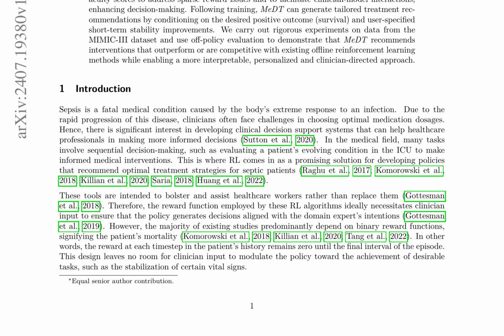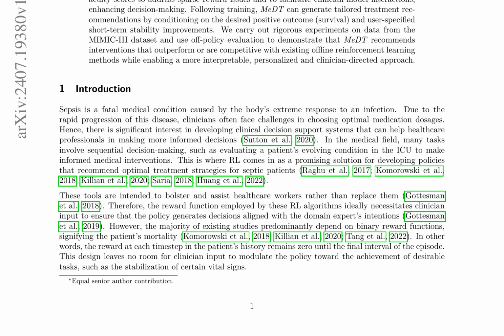Existing studies predominantly rely on binary reward functions, signifying the patient's mortality, which leaves no room for clinician input to modulate the policy toward achieving desirable tasks, such as stabilizing vital signs. In contrast, MeDT's framework enables a more interpretable, personalized, and clinician-directed approach.